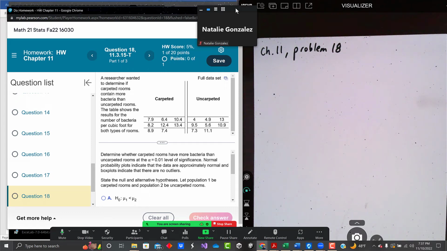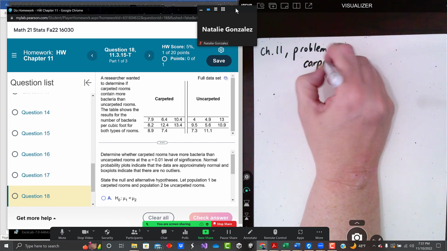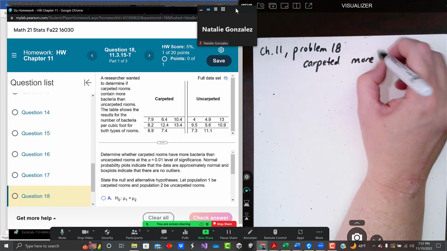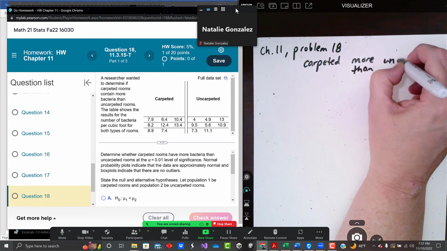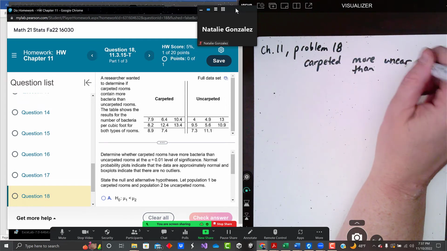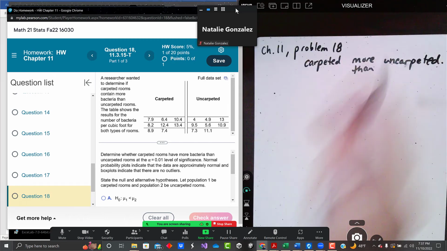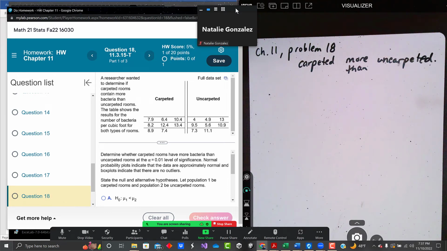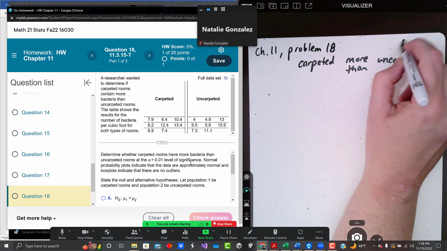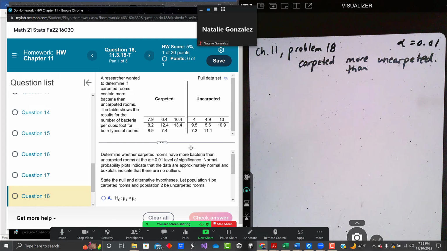A researcher wanted to determine if carpeted rooms contain more bacteria than uncarpeted rooms. The table shows the results for the number of bacteria per cubic foot for both types of rooms. Determine whether carpeted rooms have more bacteria than uncarpeted rooms at alpha equals 0.01. Normal probability plots indicate the data are approximately normal, and box plots indicate that there are no outliers.